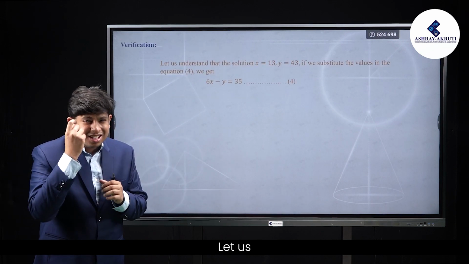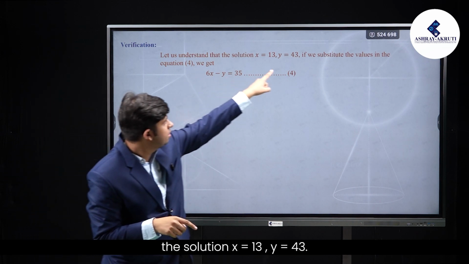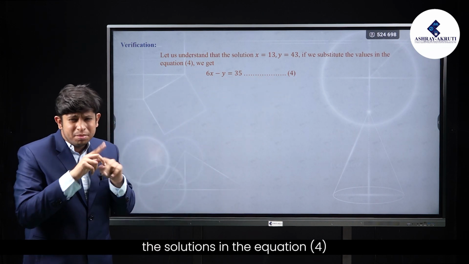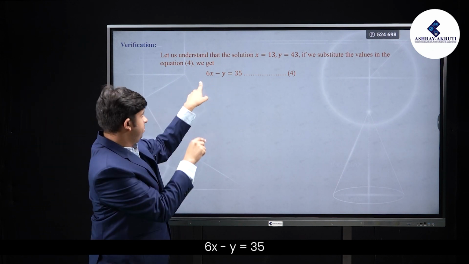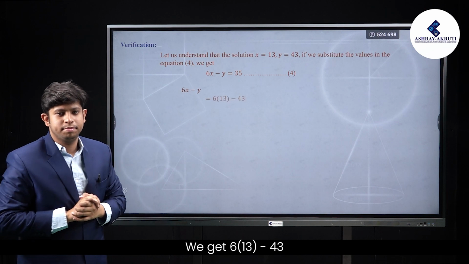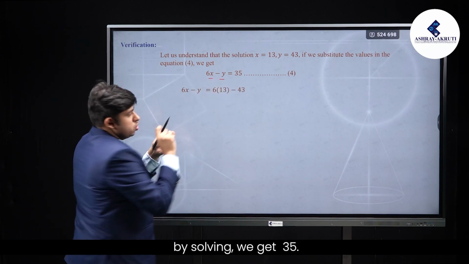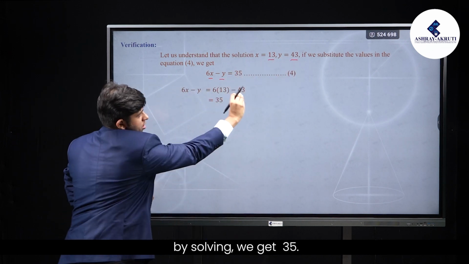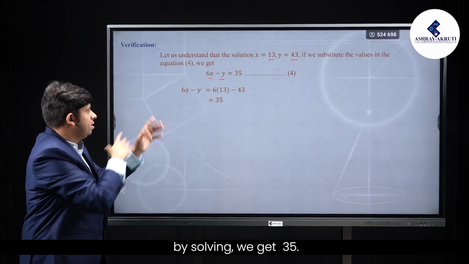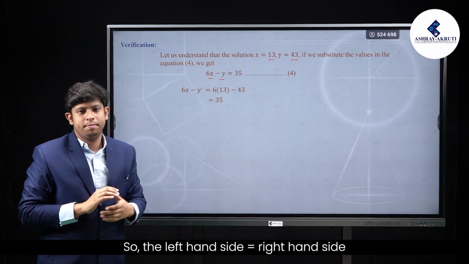Verification. Let us check the solution x equal to 13, y equal to 43. If we substitute the solution in equation 4, that is 6x minus y is equal to 35, by substituting x and y values, we get 6 into 13 minus 43. By solving, that is equal to 35. So the left hand side is equal to the right hand side.